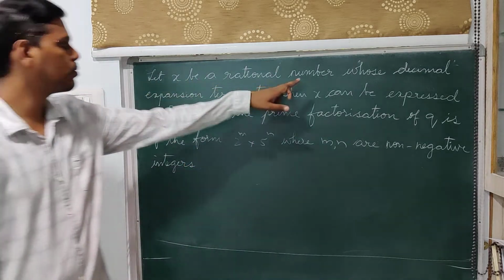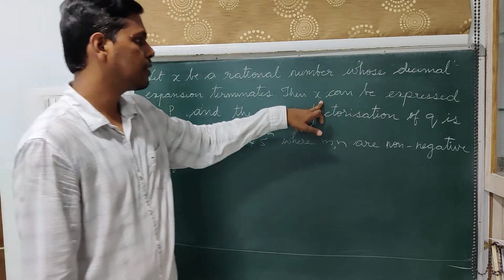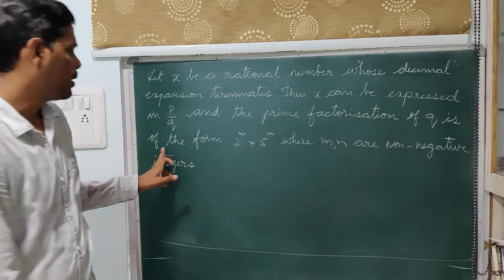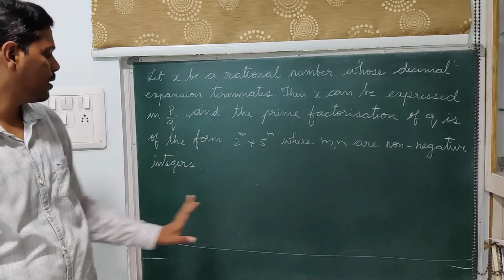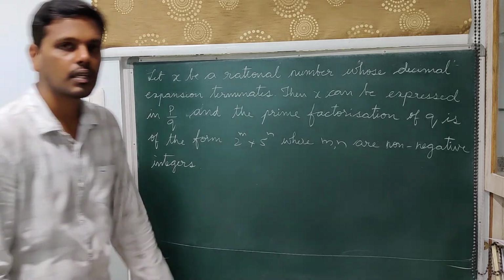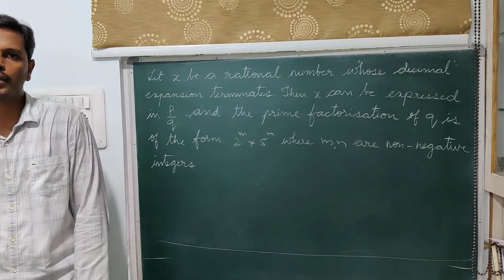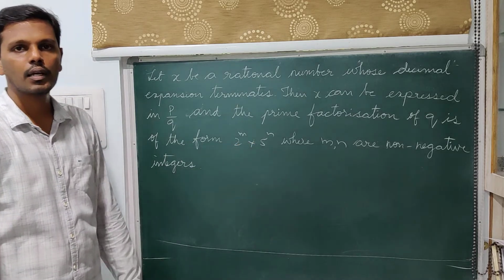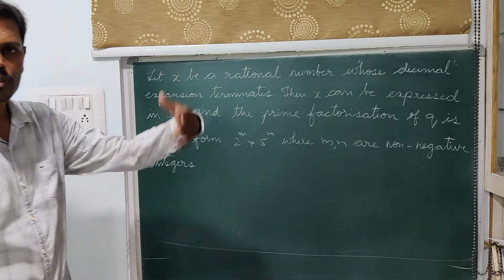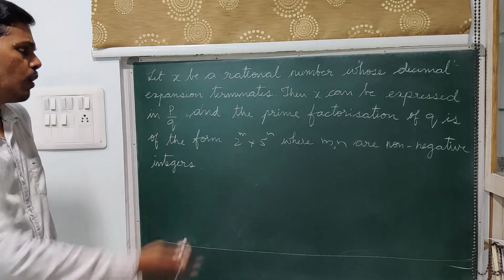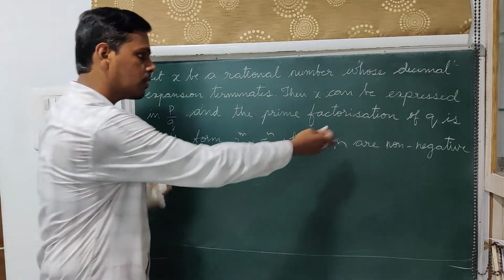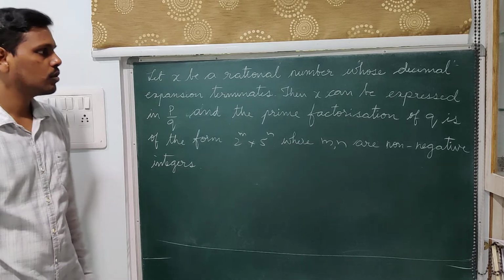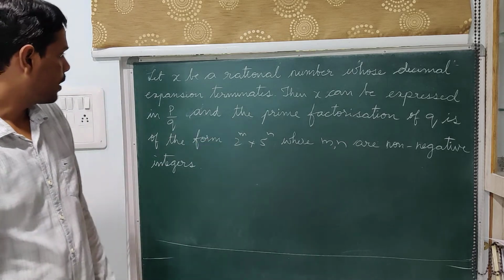That is, given a rational number whose decimal expansion terminates, then that number can be expressed in the form of p by q, and the prime factorization of q is of the form 2 power m into 5 power n, where m and n are non-negative integers. So whenever you are specifying some variables, you have to specify what kind of numbers the variable takes. So here m and n are non-negative integers. That is what I have made a specification over there. So that is all about the concept that I have explained.